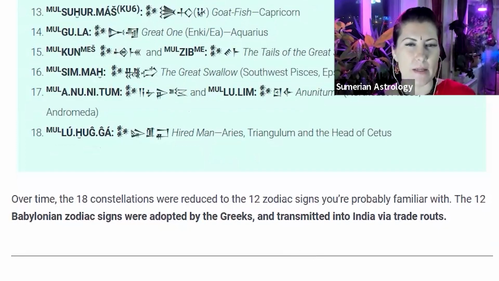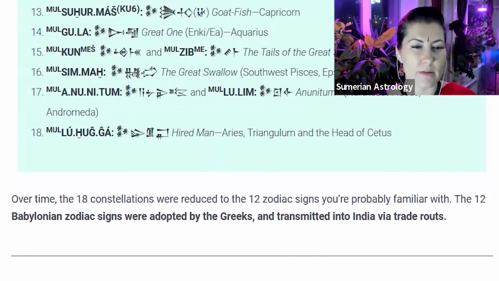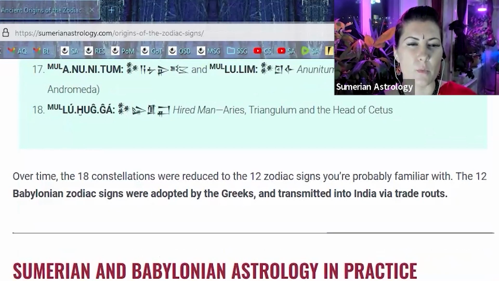Over time, these 18 constellations were reduced to the 12 zodiac signs you're probably familiar with. Those same 12 Babylonian zodiac signs were adopted by the Greeks and transmitted to India via trade routes.